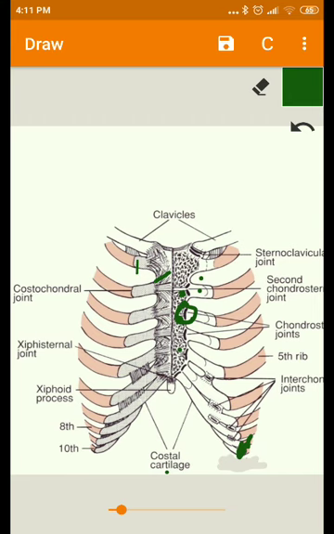Okay, these are the joints which are present on the anterior aspect of the thorax. So what joints have we seen now? One is the manubriosternal joint and xiphisternal joint, and also the costovertebral joints, costotransverse joints, costochondral joints, costosternal joints, and interchondral joints. So with this we have finished the joints of the thorax.